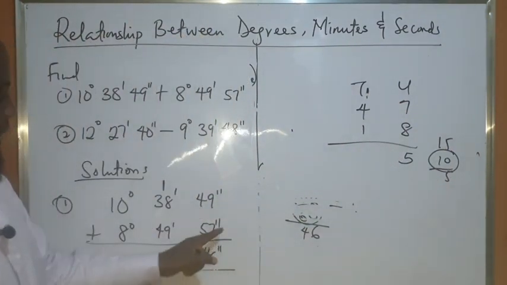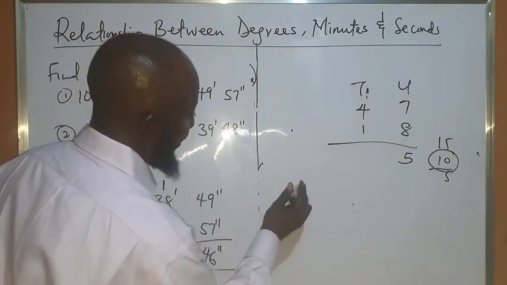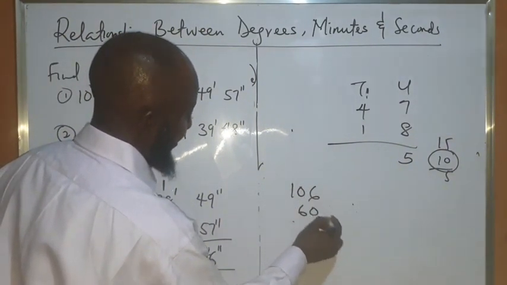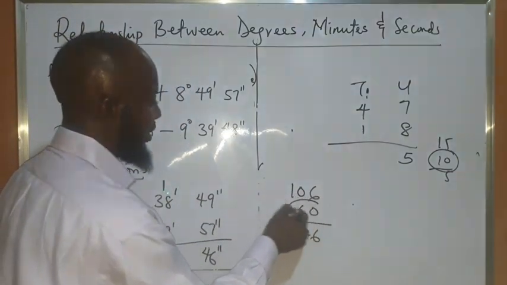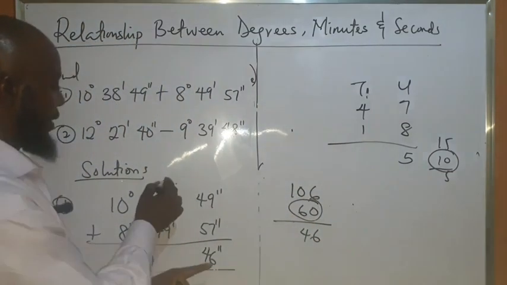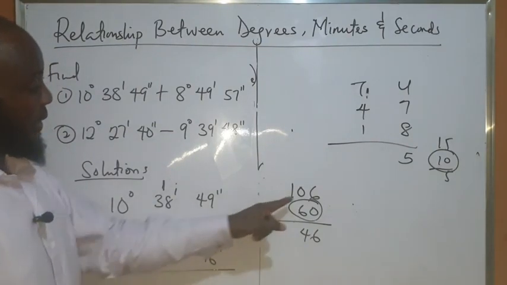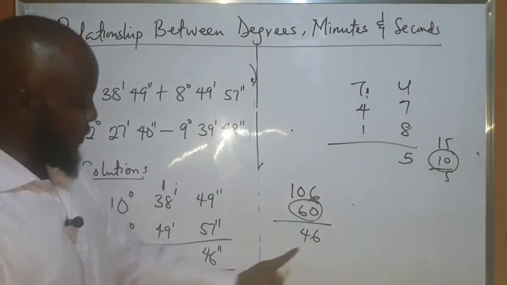The same thing is done here. 106 minus 60, remainder 46. So 60 here is 60 seconds, which will give you 1 minute. You bring it under the minute column. Then the remaining 46 seconds will be here.